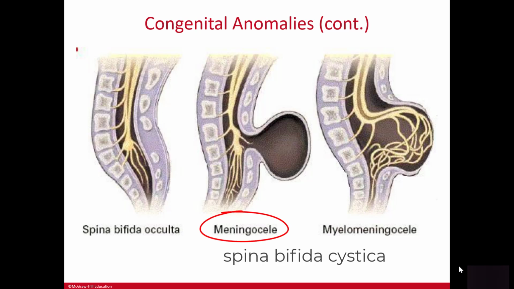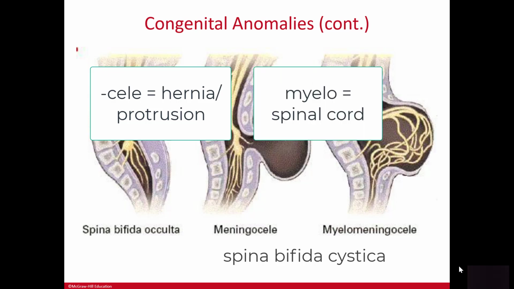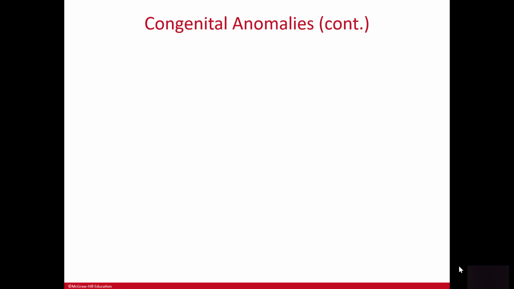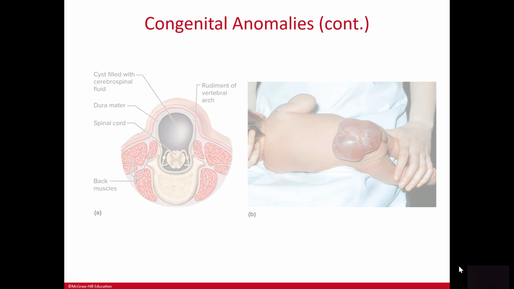A meningocele is a protrusion of just the meninges, and a myelomeningocele is a protrusion of both the meninges and spinal cord. Remember, the suffix cele means hernia or protrusion, and myelo refers to the spinal cord. The term myelomeningocele can also be written as meningomyelocele, so either one of those is correct. The cause of spina bifida is not known, but it may be prevented by the mom taking folic acid prior to and early in pregnancy.